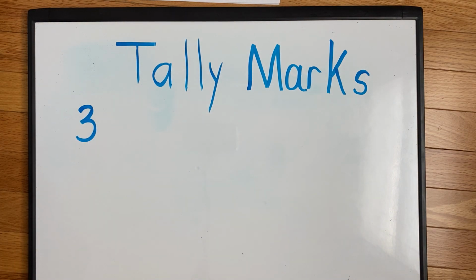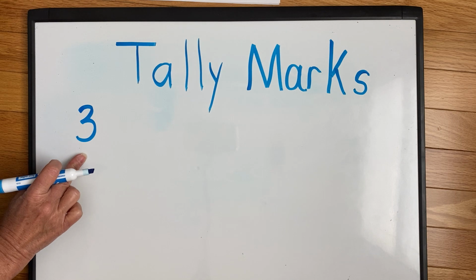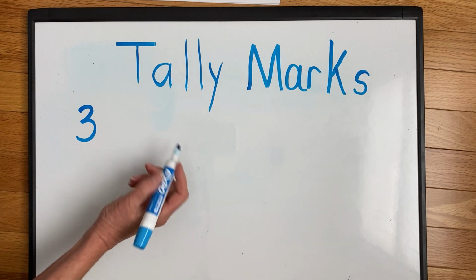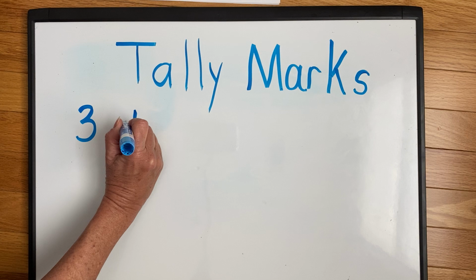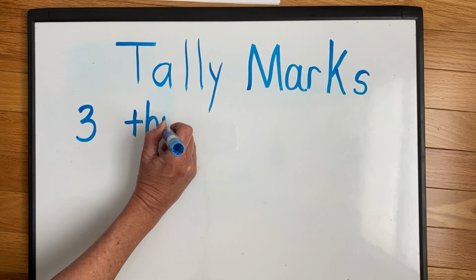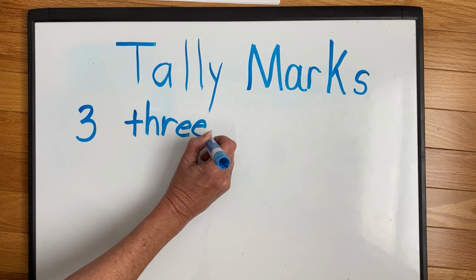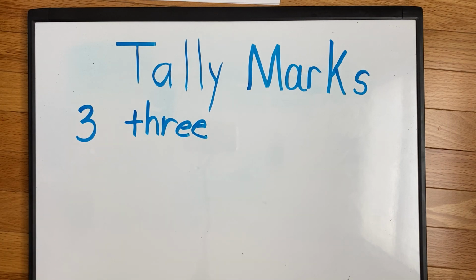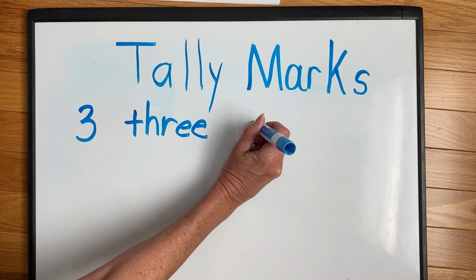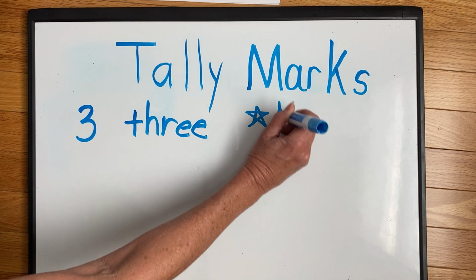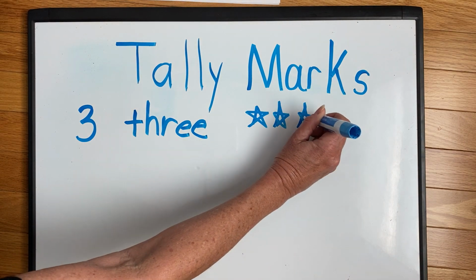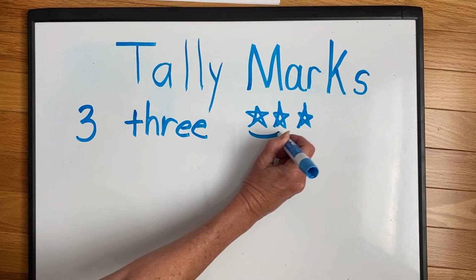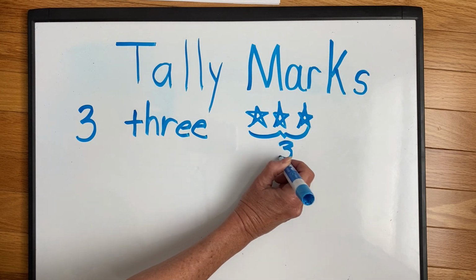We know that we can identify a number by writing the numeral. We can also identify the number by writing the number word. And this is how we spell the number 3, T-H-R-E-E. And sometimes we can also represent a number by drawing a figure. For example, I could draw 3 stars, and that would represent the number 3.